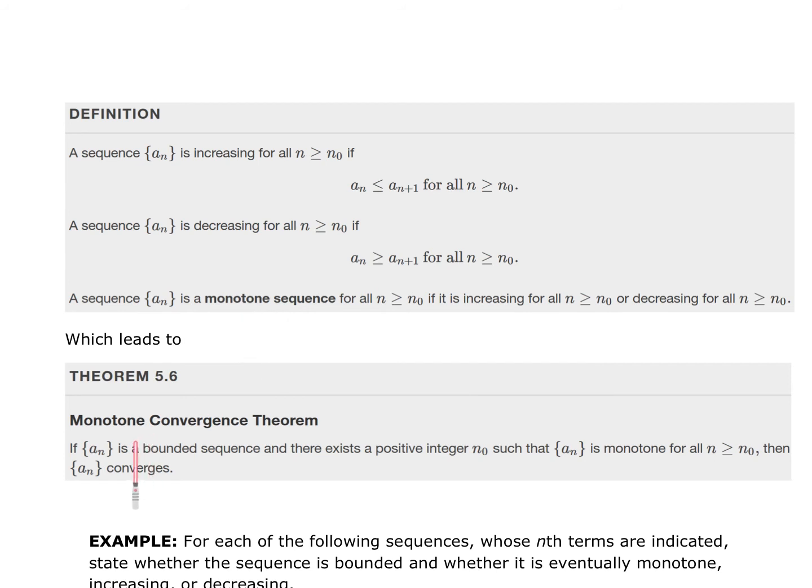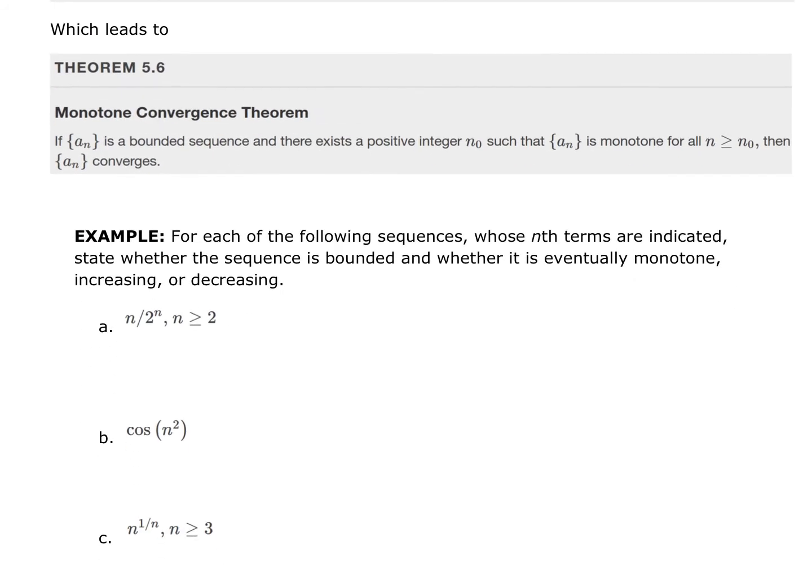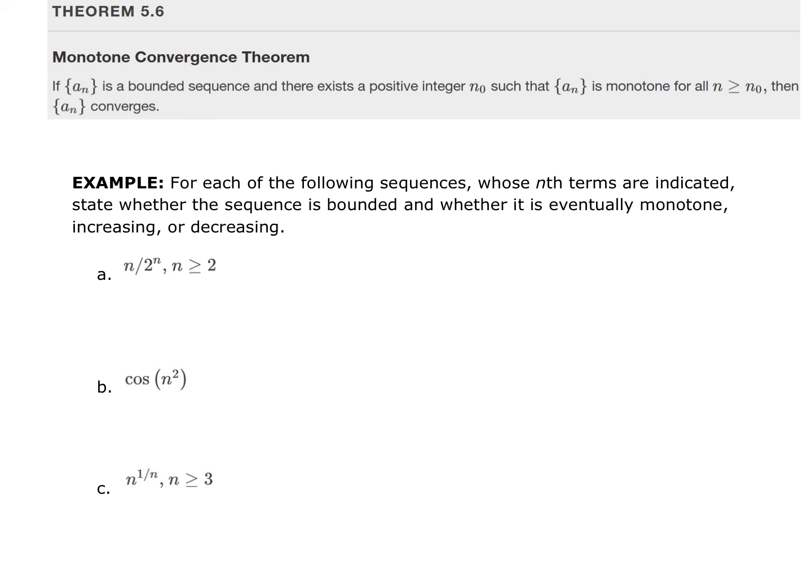The last one is convergence. If it is a bounded sequence, then there exists a positive number n sub naught such that a sub n is monotone for all n's bigger than n naught. Then we say that it converges. So let's take a look at some of the examples here to determine whether or not these are monotone, and if they're increasing, decreasing, and then of course whether or not these converge.